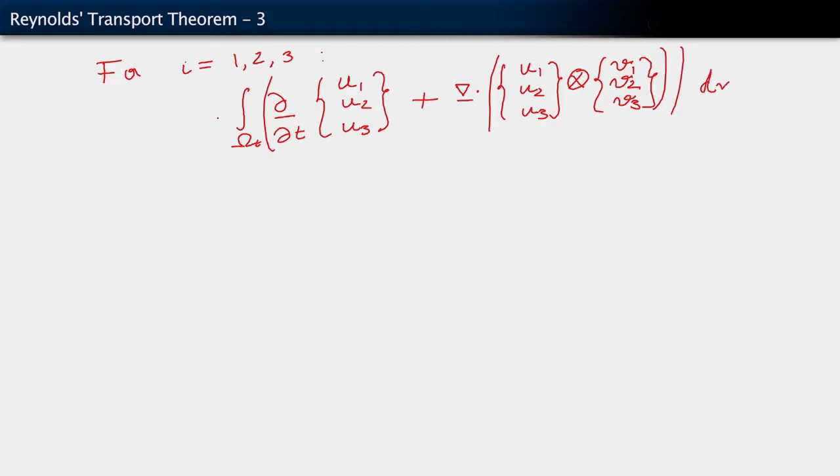Okay, now we'll go backwards, writing the right hand side and then the left hand side, which is essentially the integral over omega t, d/dt, of the integral over omega t of u1, u2, u3 d little v. Okay, that's why things work out. So this is the result that we see.